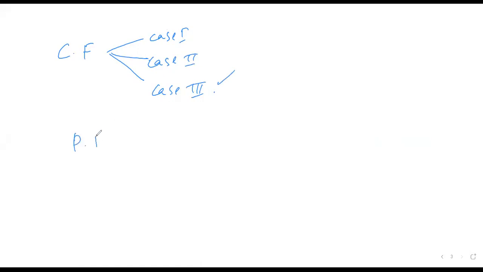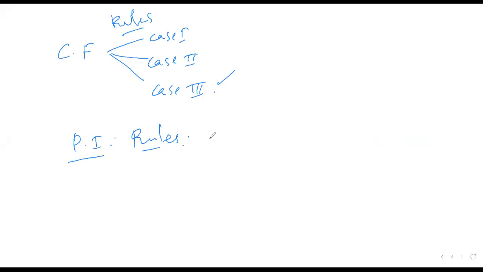Okay. So in the case of complementary function, we have analyzed 3 cases: case 1, case 2, case 3. Okay, you can go through this. And then for the particular integral, we have some rules. Okay. So let's see some rules. This is also rules.